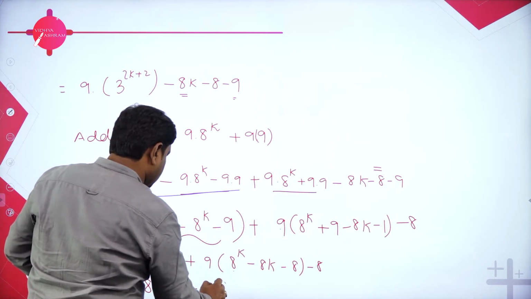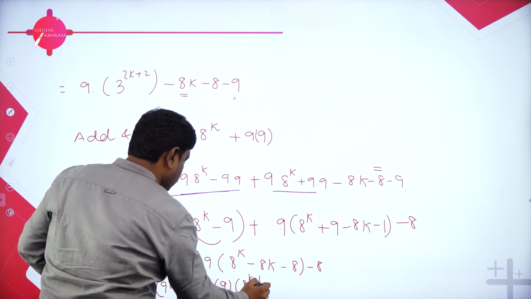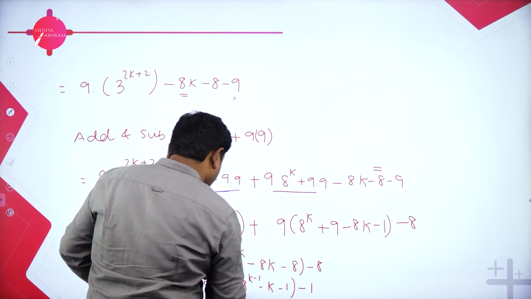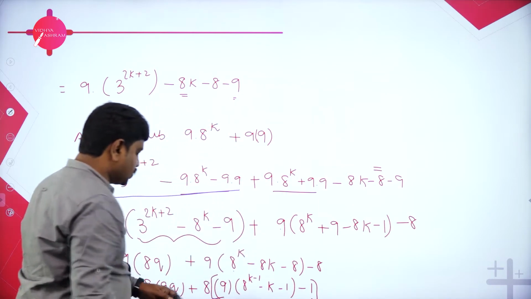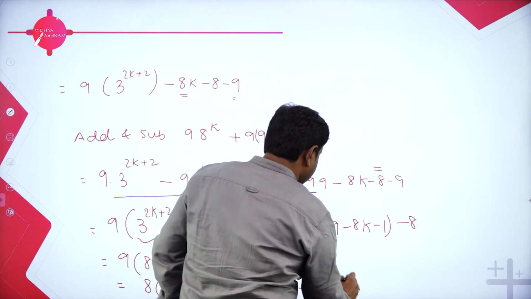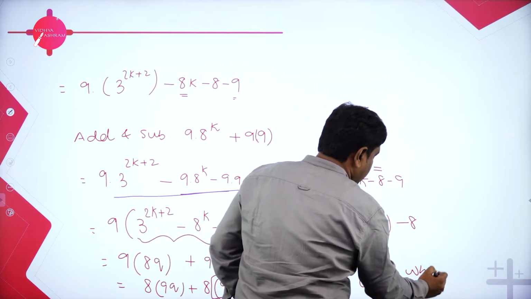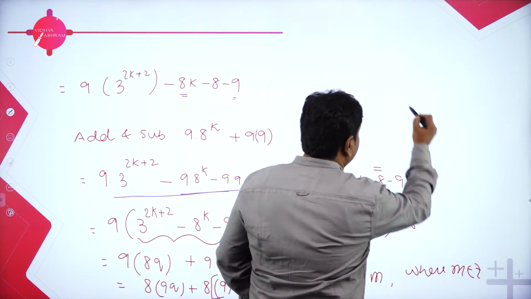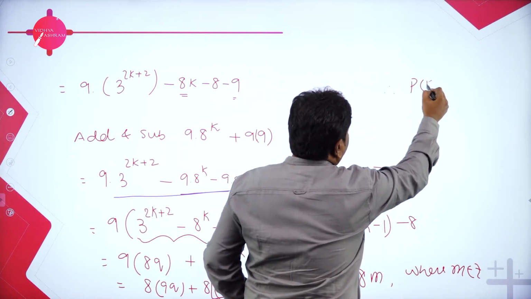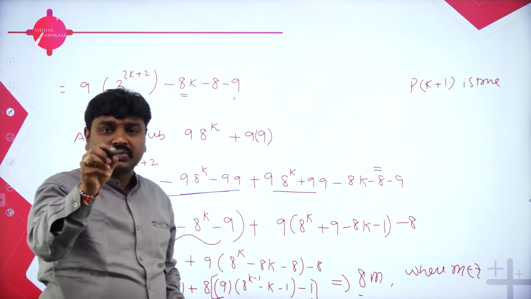So 8 if I take common, it will be 9 into 8 power k minus 1 minus k minus 1, and in this also I will take out. So you are left with this. So dear student, 8 into something is divisible by 8. Here 8 into something is divisible by 8. That implies this whole thing can be written as 8m, where m is an integer. So therefore, P of k plus 1 is true. P of k plus 1 is 8m, means P of k plus 1 is also divisible by 8.